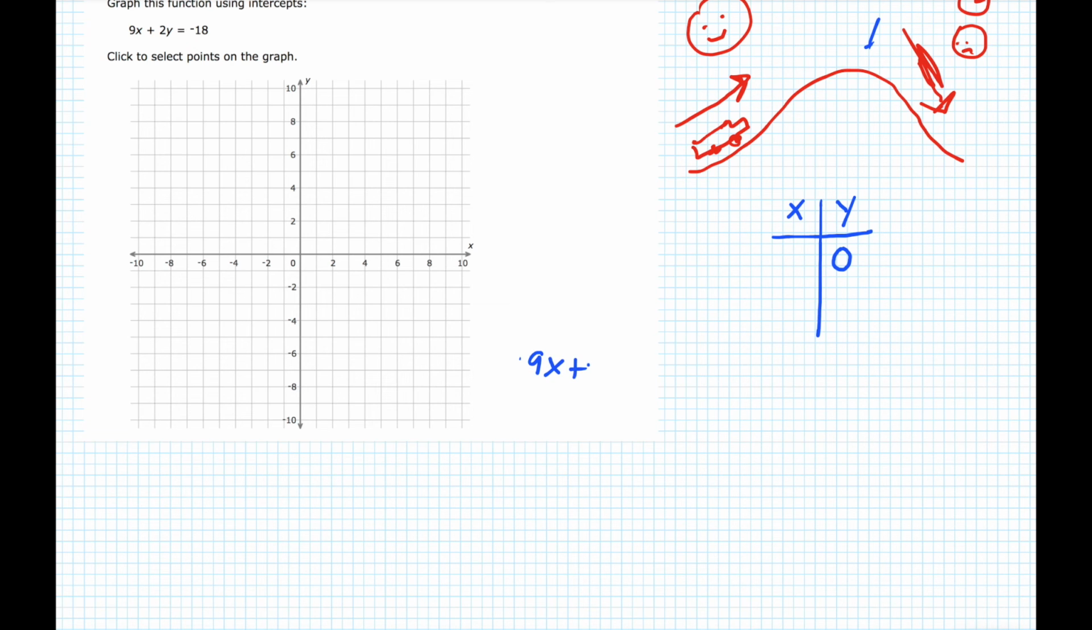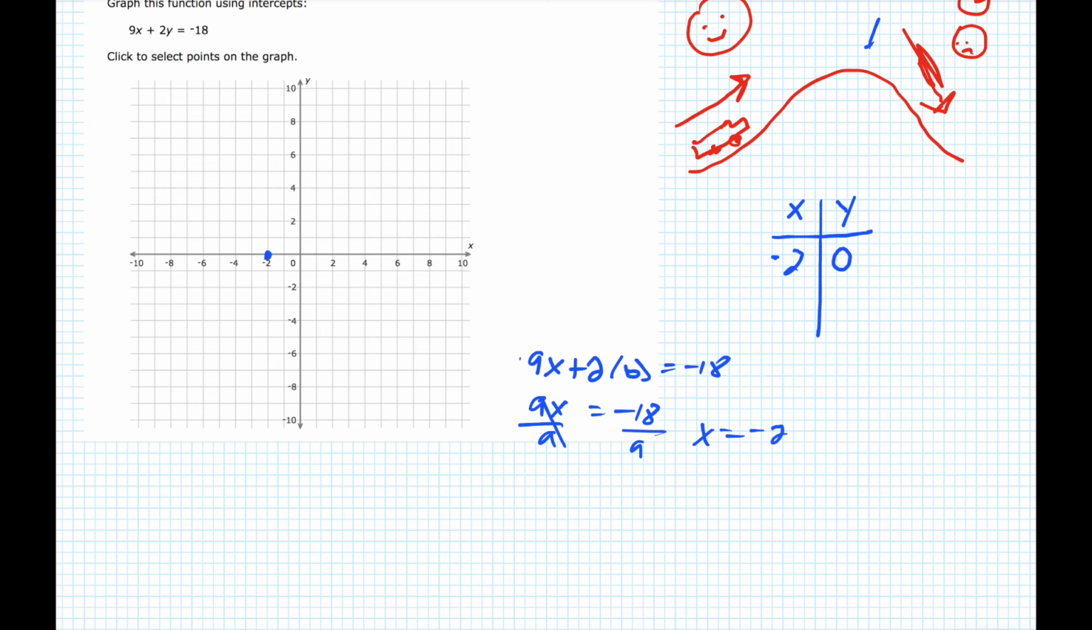So here I'm putting 9x plus 2 times 0 equals negative 18. 9x, that's gone, right? 2 times 0 is 0, so 9x equals negative 18. Divide by 9, divide by 9. x equals negative 2. So then you plot this point, negative 2 comma 0, which is right here.